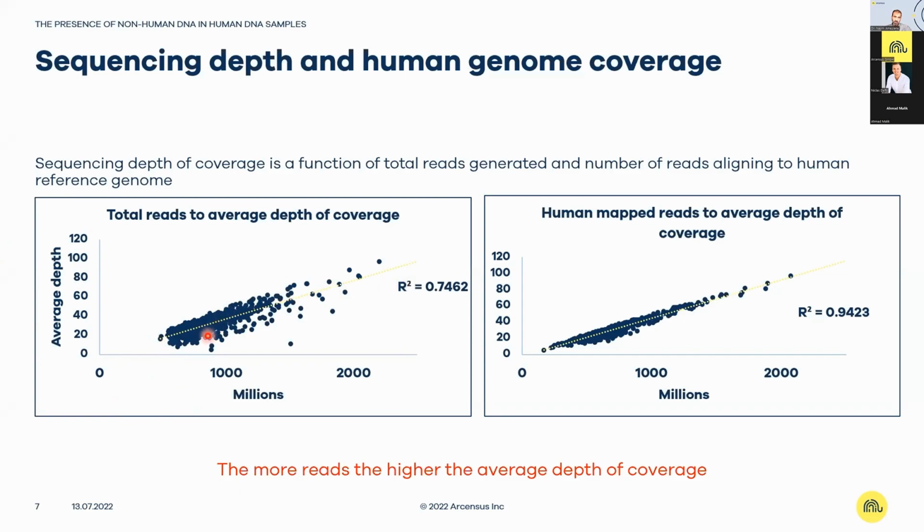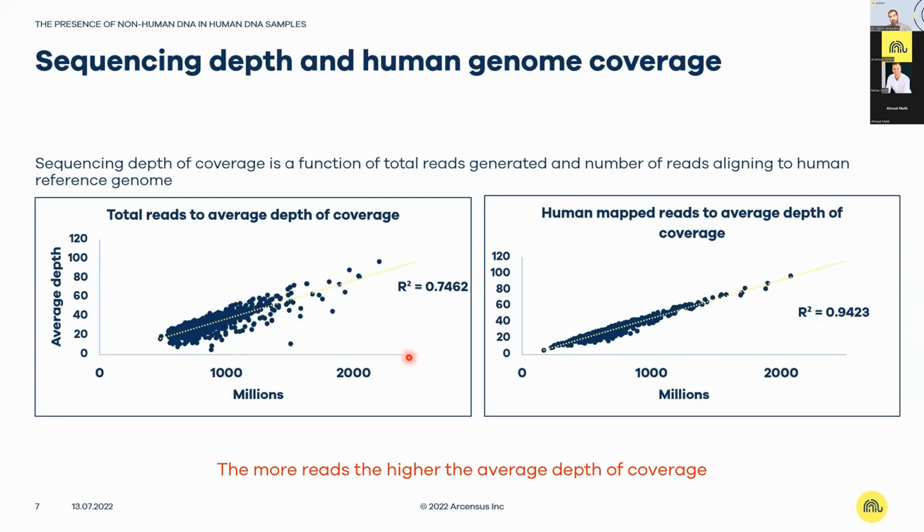So you can see the more reads, the more data you obtain per sample, the higher the depth of coverage. As you can see, there is a nice correlation between the number of reads obtained per sample and the average depth. However, this correlation is even more robust when we only focus on the reads that are mainly coming from the human sample. And as you can see, the correlation coefficient when only focusing on the reads that are actually aligning to the human genome reference, so reads that are actually only coming from the human DNA, is almost excellent.